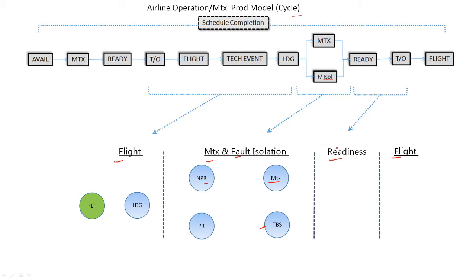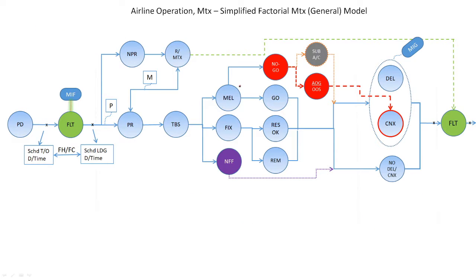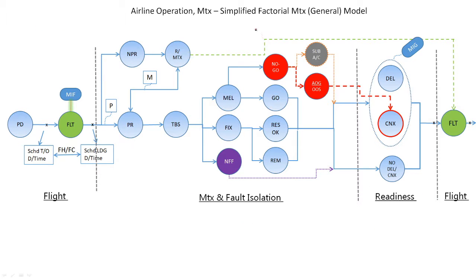The next segment is readiness, and I think it is clear. Readiness has direct impact on takeoff. And then we have the takeoff state under readiness, and next, as we said, it starts over again, this is flight. And this is the starting point of our maintenance model developing. Now let's move to the next slide, and this is the simplified factorial maintenance general model.